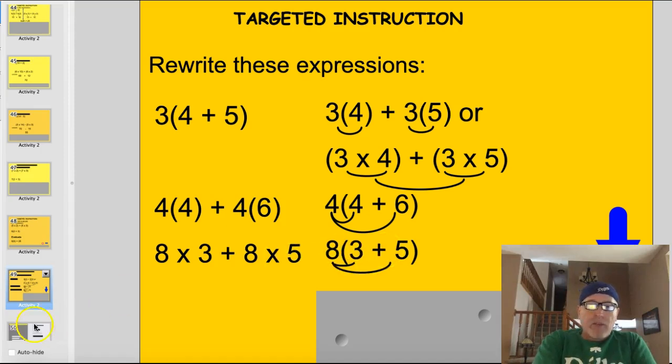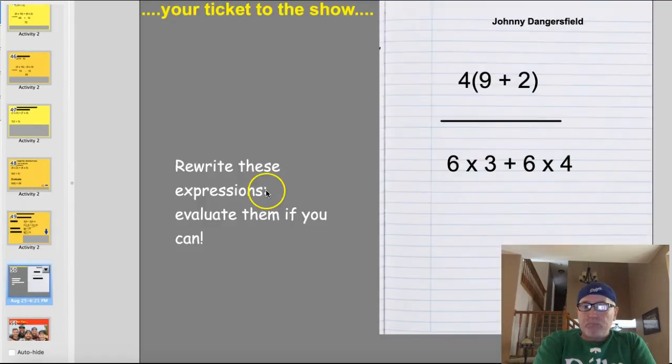Okay, time for your ticket to the show. Rewrite these 2 problems using the distributive property, and go ahead and evaluate them if you can.